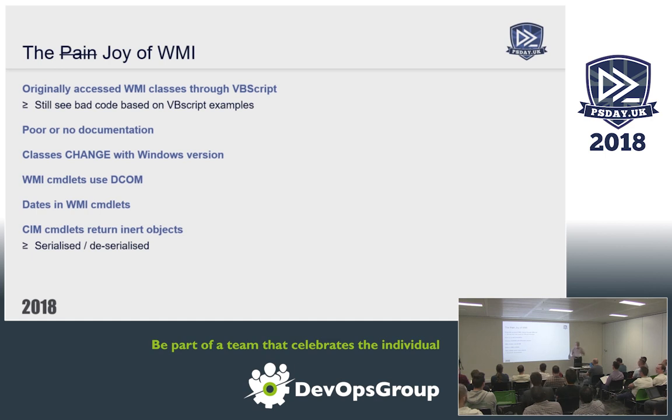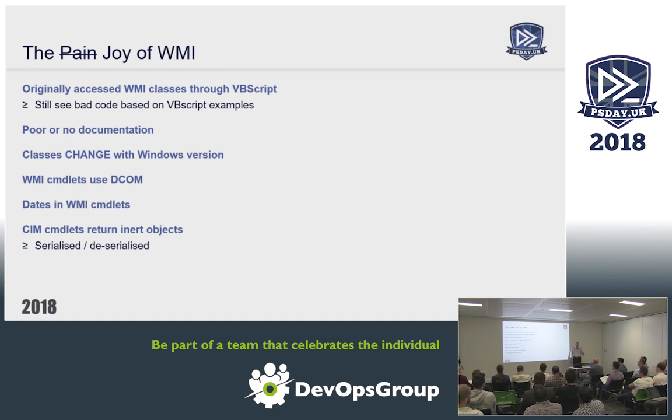And CIM classes change with Windows versions. So if you ever looked at processor count on a 2003 box using CIM, you would get the number of cores, not the number of processors. It was a bug that was picked up in later versions.